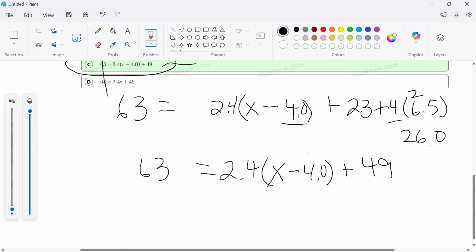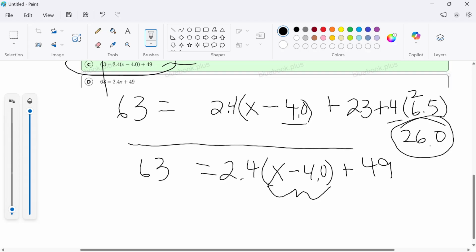So again, the reason I subtracted 4 is because this already accounts for those 4 minutes, which are part of x. So I have to remove them from the x. Otherwise, I'm going to double count those 4 minutes. So this is the answer.